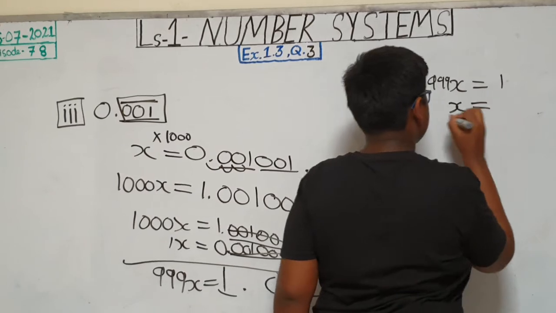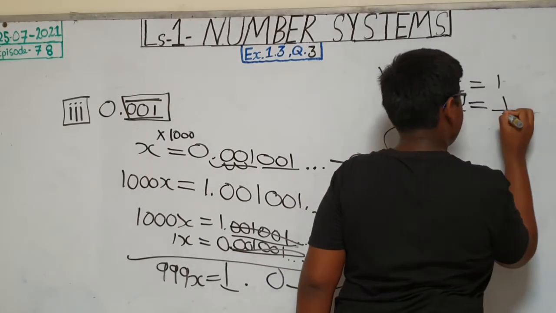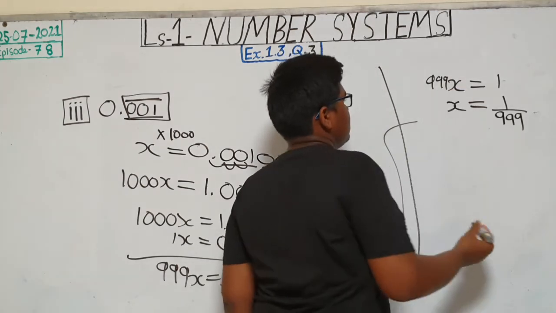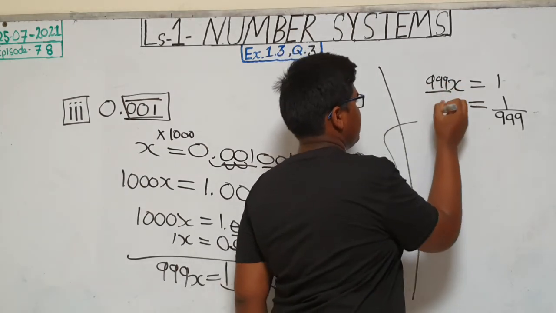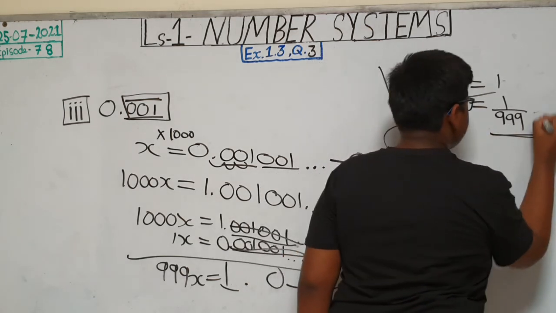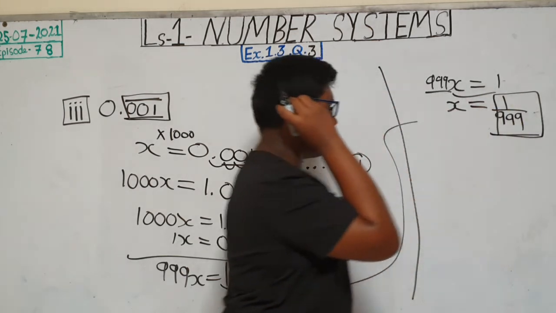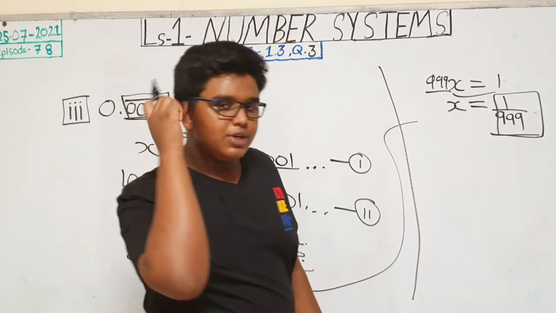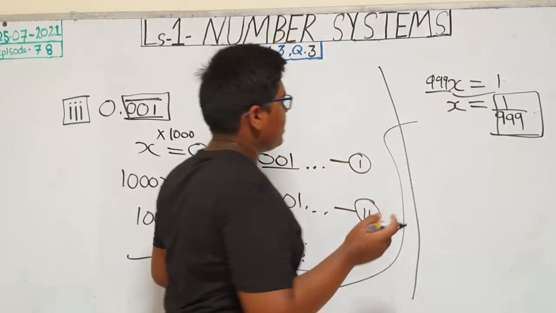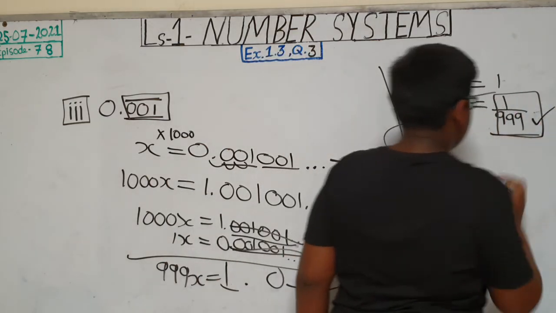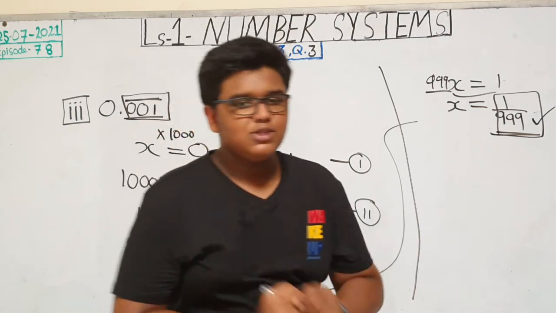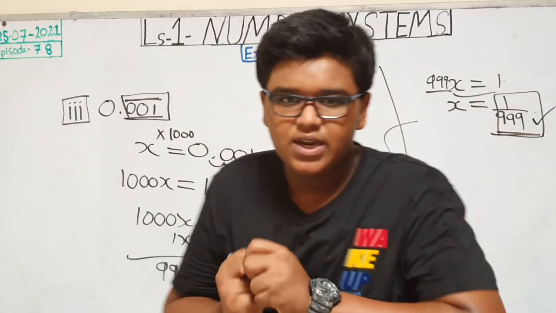Then in the last, x is equal to 1 by 999. Because here it was in multiplication, when we transpose it, it will go to division. So the third answer is also written in p by q form. When we write it as p by q form, the q is not 0. So these were the answers for question number 3.